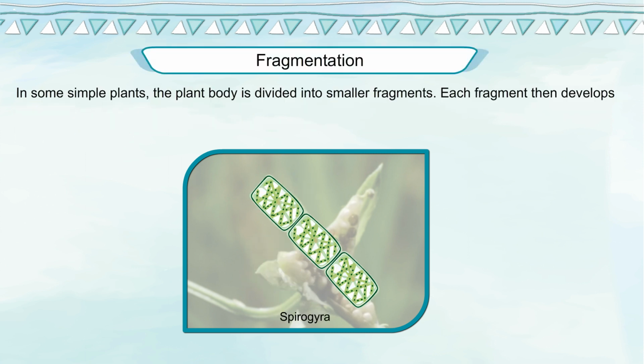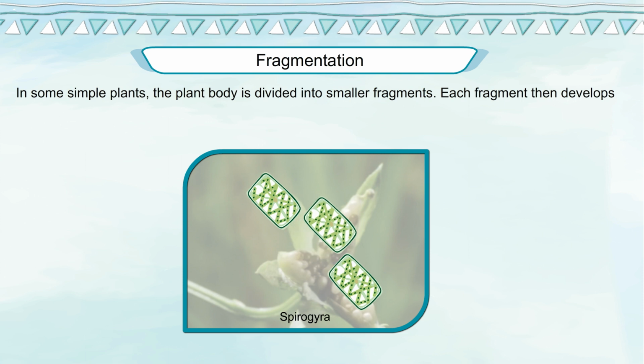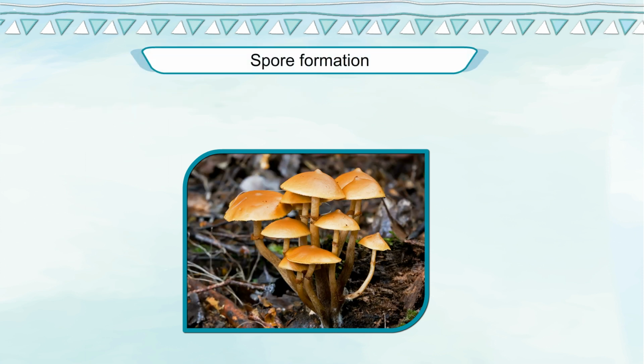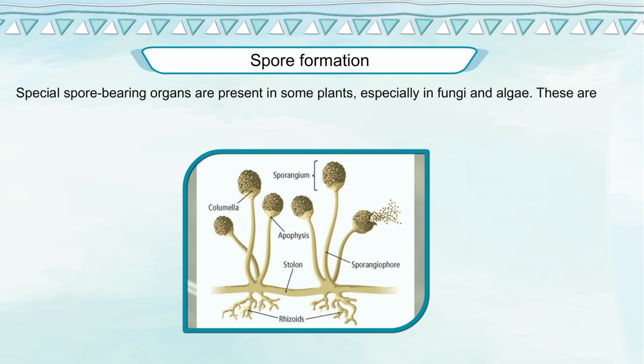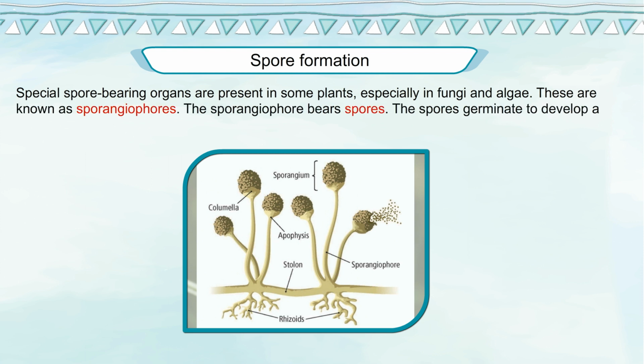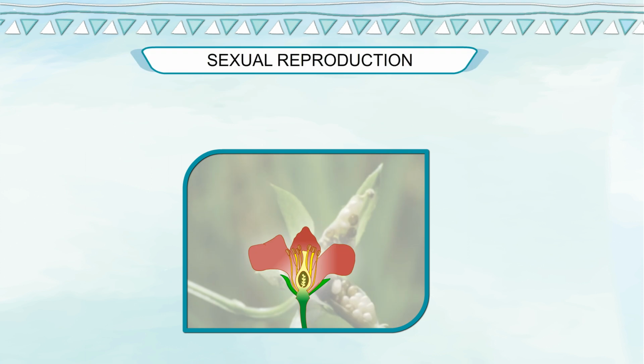Fragmentation. In some simple plants, the plant body is divided into smaller fragments. Each fragment then develops into a new plant. Example, Spirogyra. Spore formation. Special spore-bearing organs are present in some plants, especially in fungi and algae. These are known as sporangiophores. The sporangiophore bears spores. The spores germinate to develop a new plant.